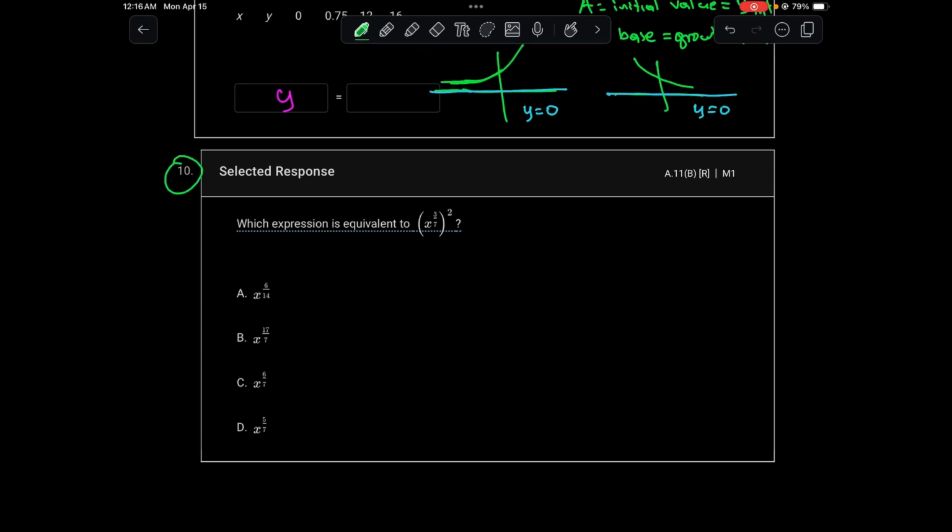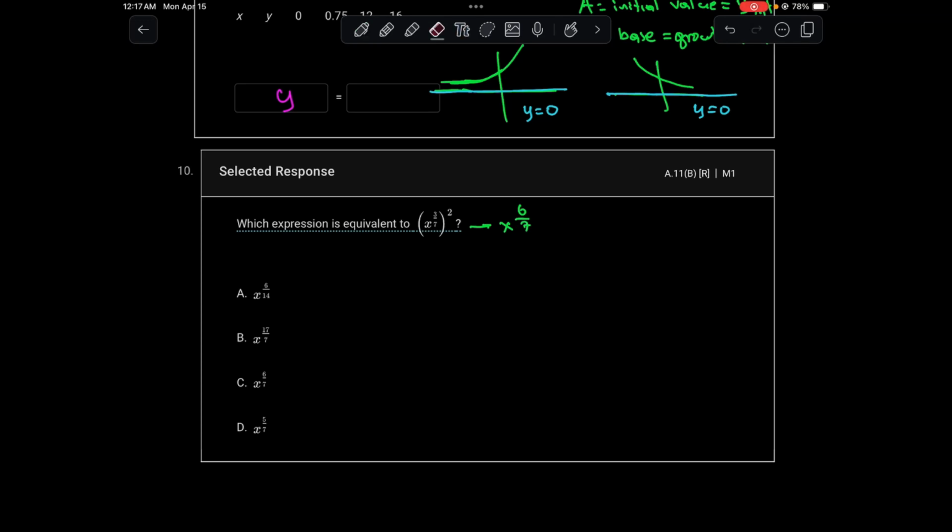We are in question 10. Which expression is equivalent to this one? This, that, or that. That seems very tricky. And again, admittedly, it could be easier to do it by hand. Here this 2 is going to distribute to the exponent, or multiply the exponent, and 2 times 3 you're going to get 6/7, so the answer is going to be 6/7.